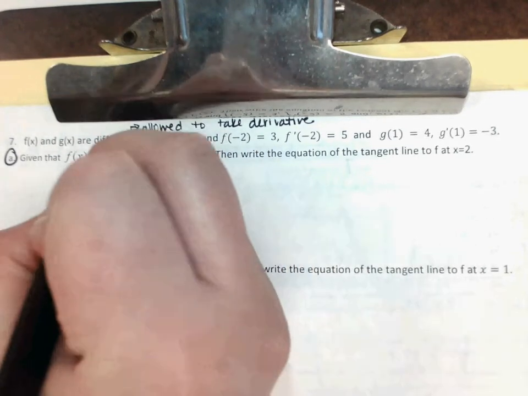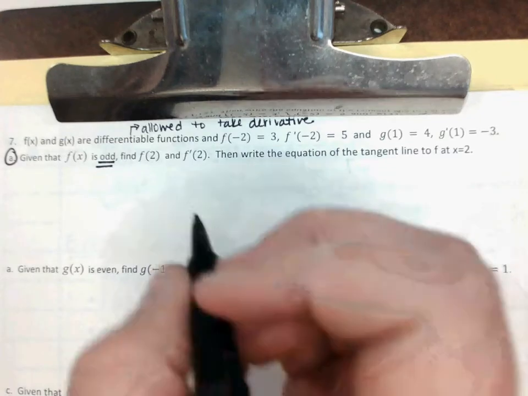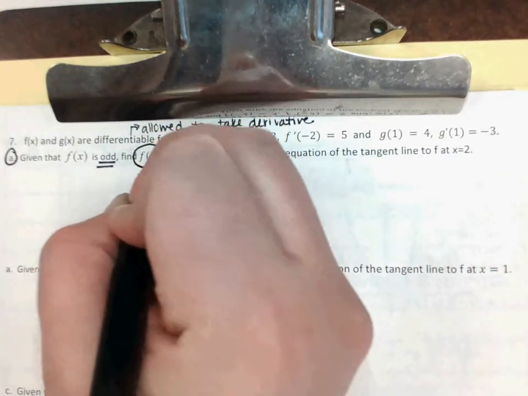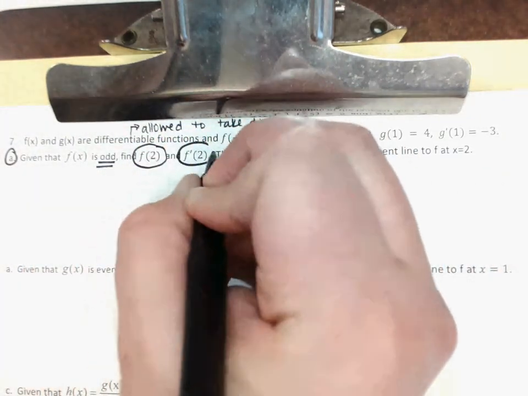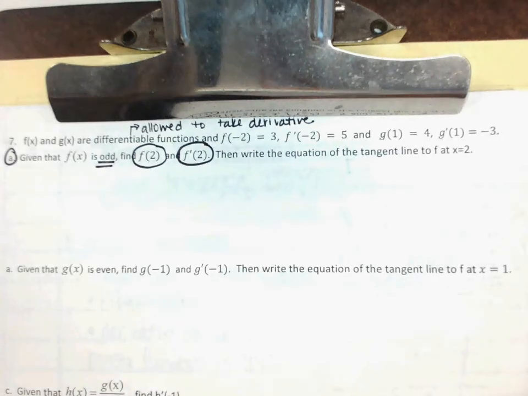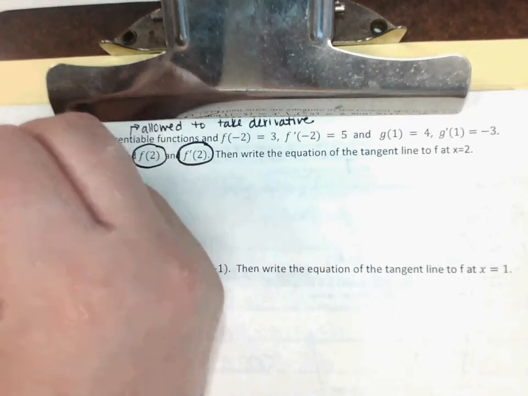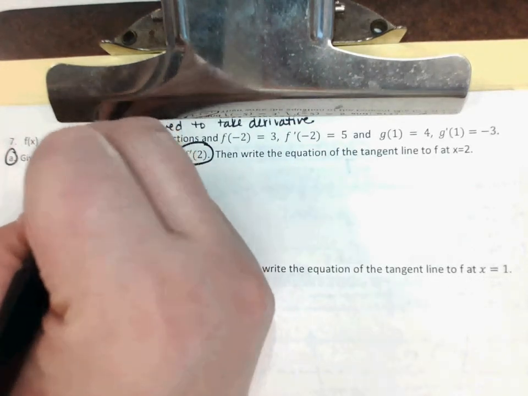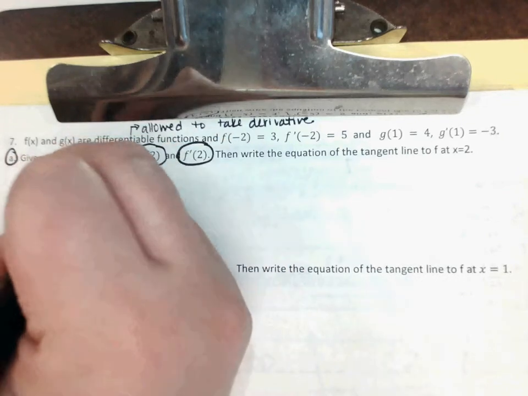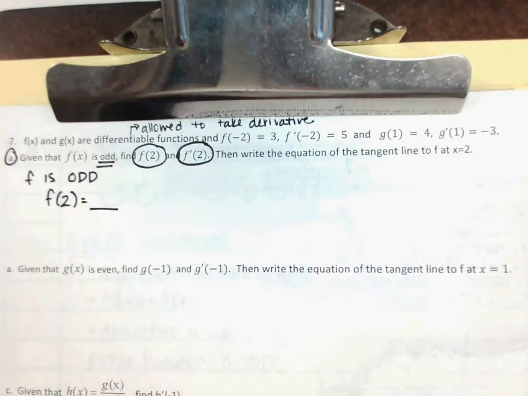Okay. Odd like a Todd. So I want to find f of 2, then I want to find f prime of 2. So let's go step by step. Remember that f is odd. F of 2, we want to know what it is.